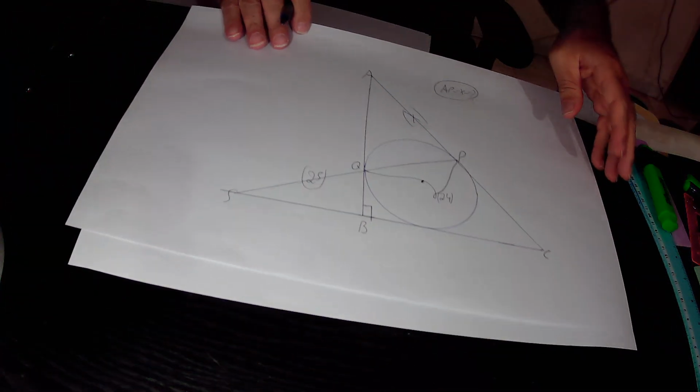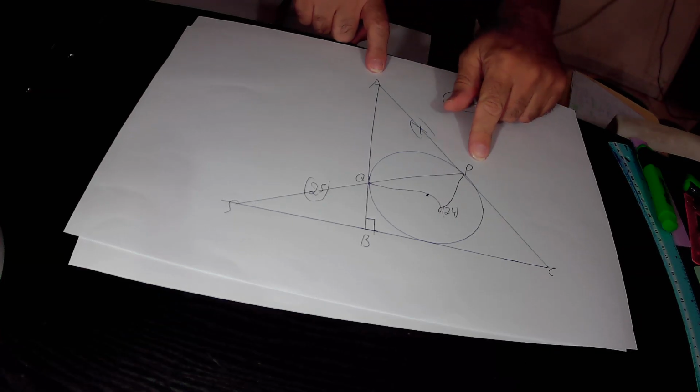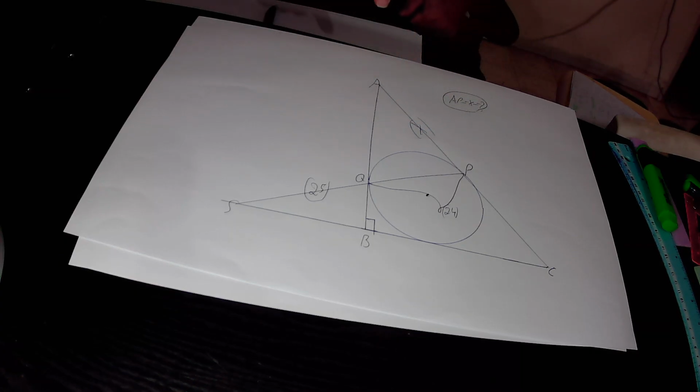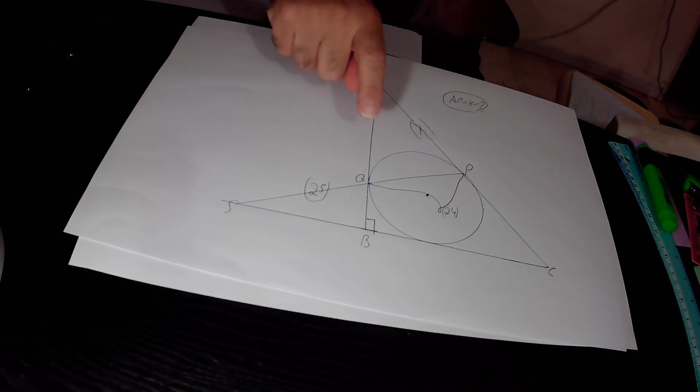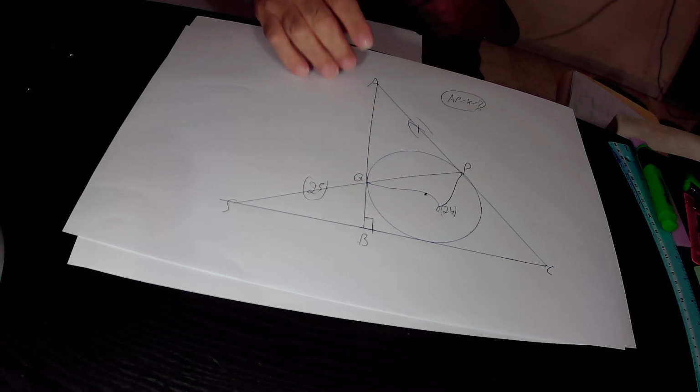In this second question, our task is to find the length of the line segment AP, which equals x. We have to find the value of x. In the drawing, we have a circle inscribed in the right angle ABC. This is angle ABC, the right angle.